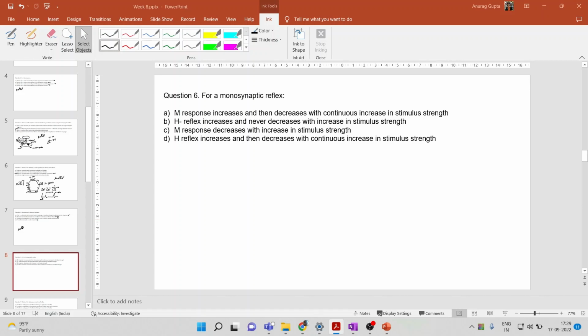Okay, so let us look at the situation here. So what happens here is, let me just redraw that diagram. So we have a muscle, we have these 1A afferents, we have alpha motor neuron.